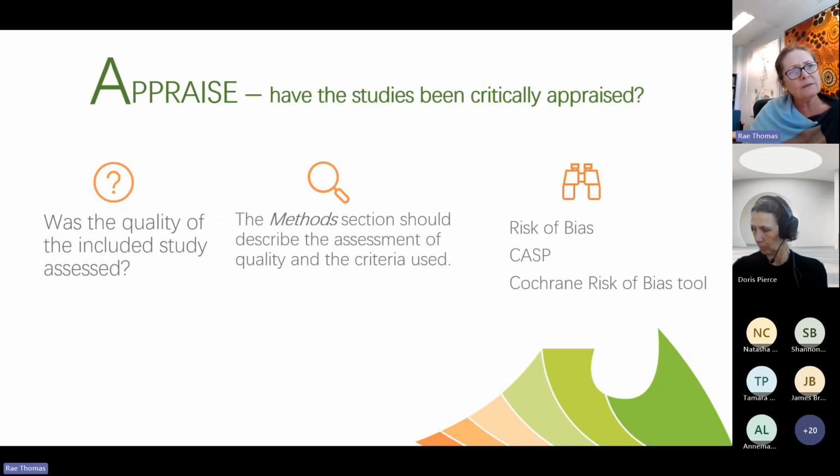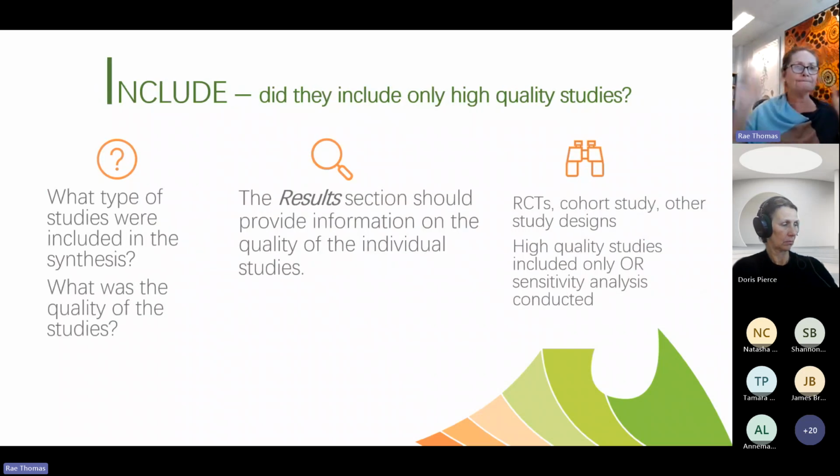And the things that I'm looking for, the clues, are language like risk of bias, or CASP, or any of the quality appraisal tools, the Cochrane Risk of Bias tool, for example. All of those things will help me understand whether or not they've critically appraised the included studies in their papers. And the reason for that is that you want to make sure that you're including the good studies. And we'll come to that when we come to I, which is next.